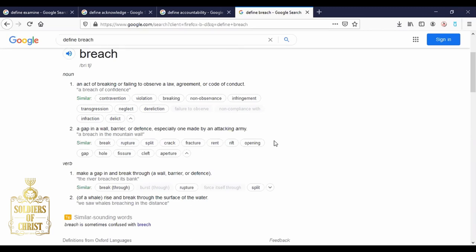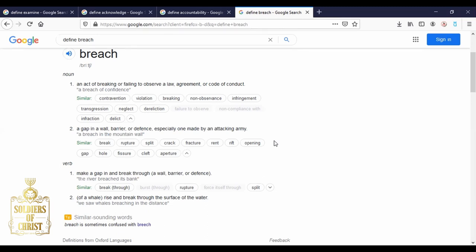So a breach is a split, a break, a hole, a gap, a fracture, a rent. We're going to be going over how to repair the rupture, the break, the split, the crack, the fracture, the opening, the gap, the hole, the fissure, the cleft, the aperture. So that's what we're going to be going over tonight. Repairing the breach. We need to understand what it means to repair the breach.